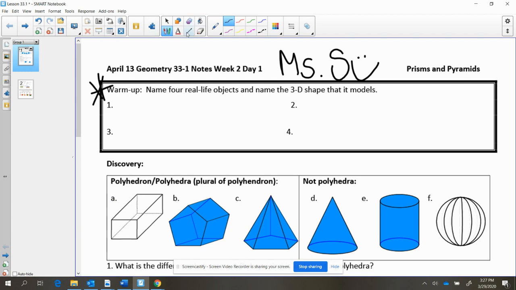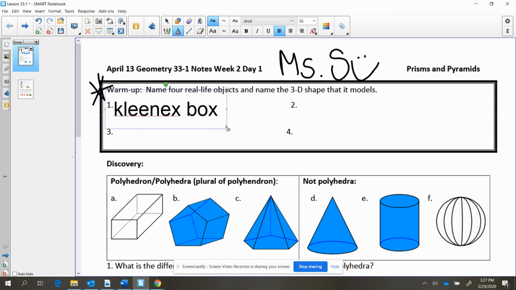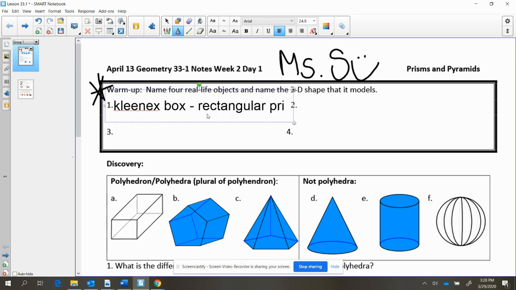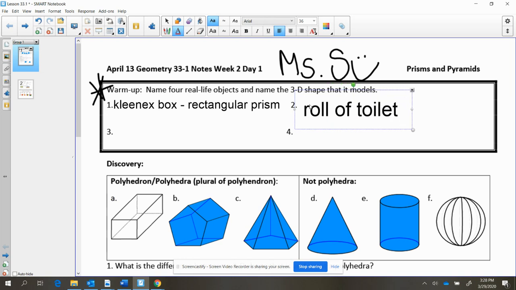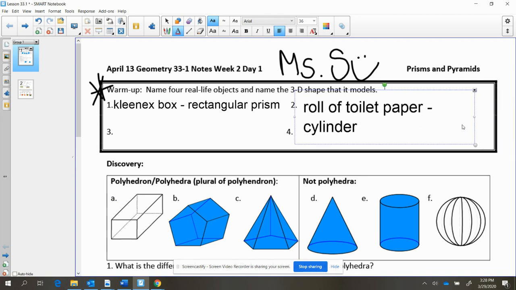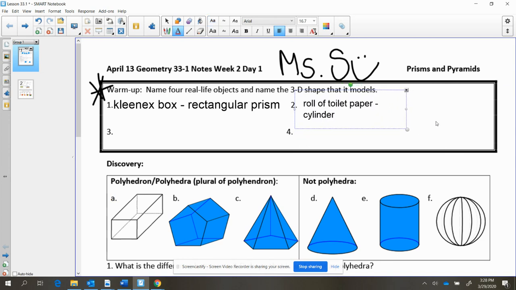Now, there are a lot of different examples that you could have named, but a couple of them maybe you talked about a Kleenex box. That's a great example of what we would call a rectangular prism. That's perfectly okay. Another thing you might have thought of is possibly a roll of toilet paper, and that would be a great example of a cylinder. And a lot of other cylinders maybe you came up with as well, but a cylinder works for a lot of those.